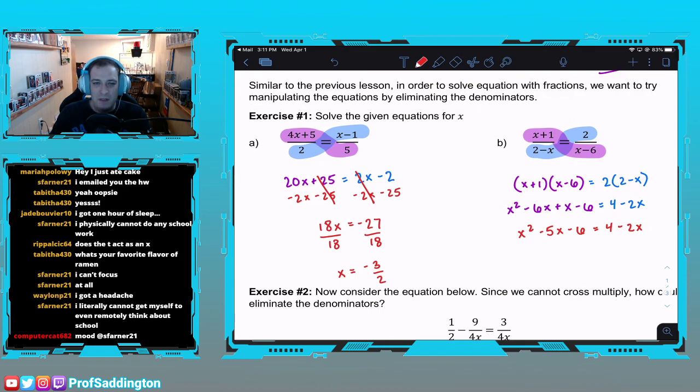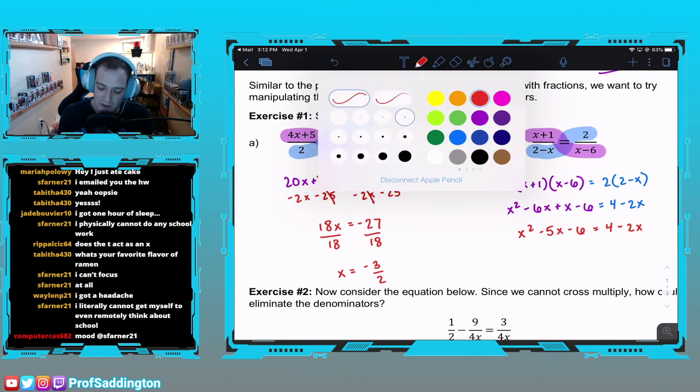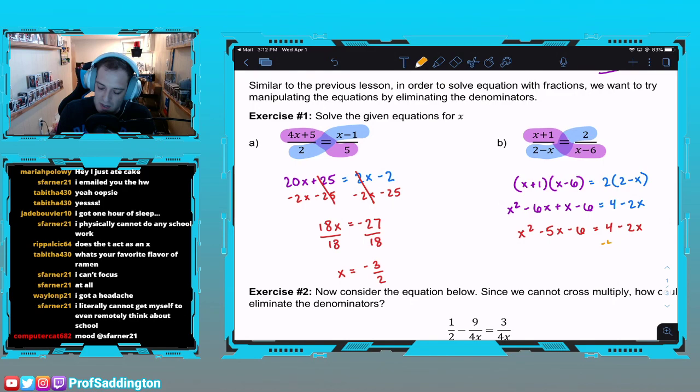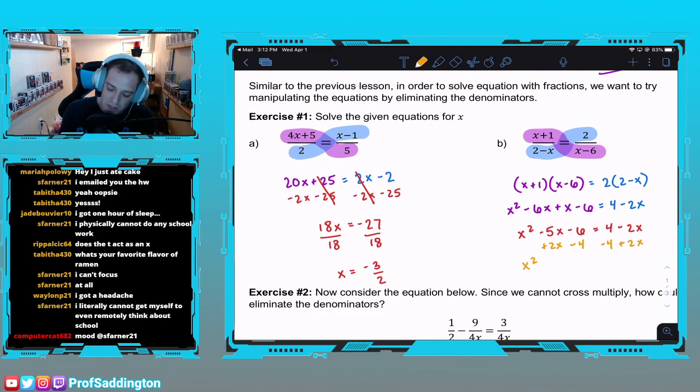This one's a little bit different than part A because there's an x squared, and anytime we have the x squared, we have to make sure we set the equation equal to 0. So I'm just going to move everything over to the left side. Oops. So I got to subtract the 4 with the 6, and I have to add the 2 with the 5. So it looks like I have x squared minus 3x. I don't know if I'm writing or not.